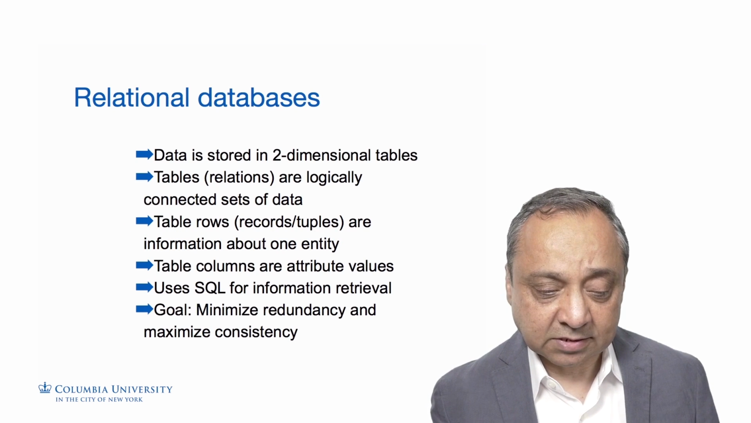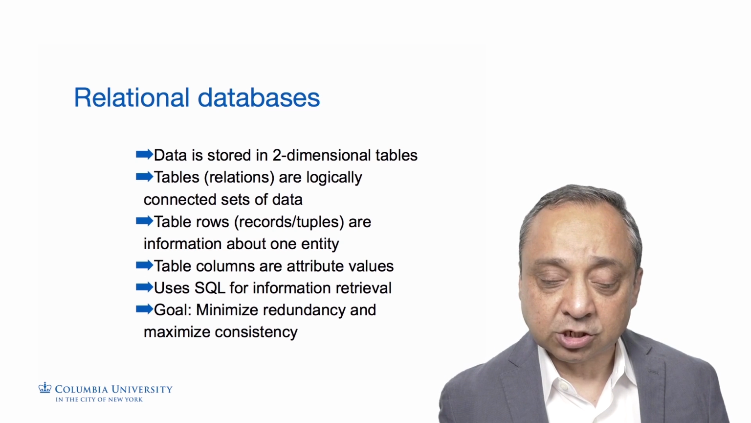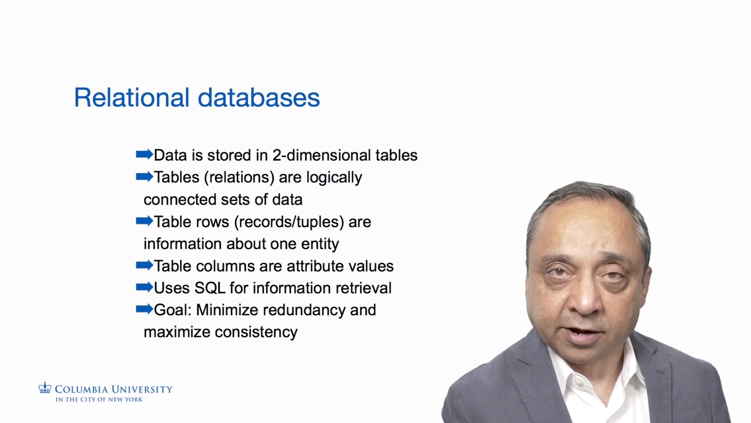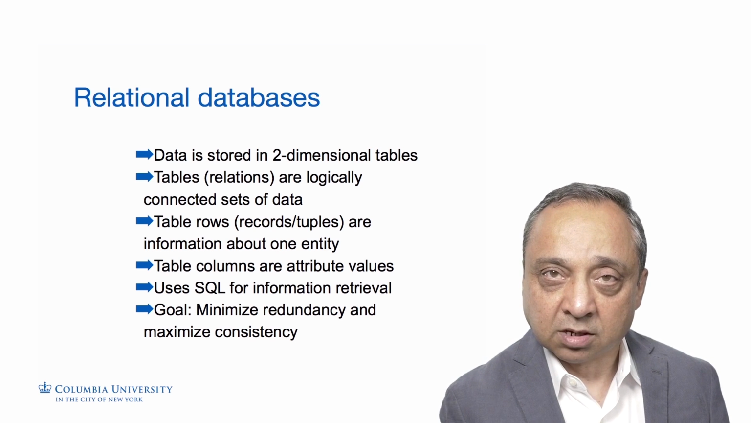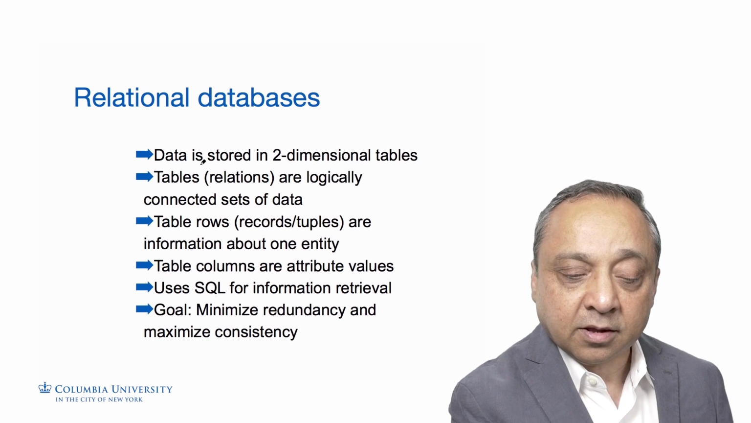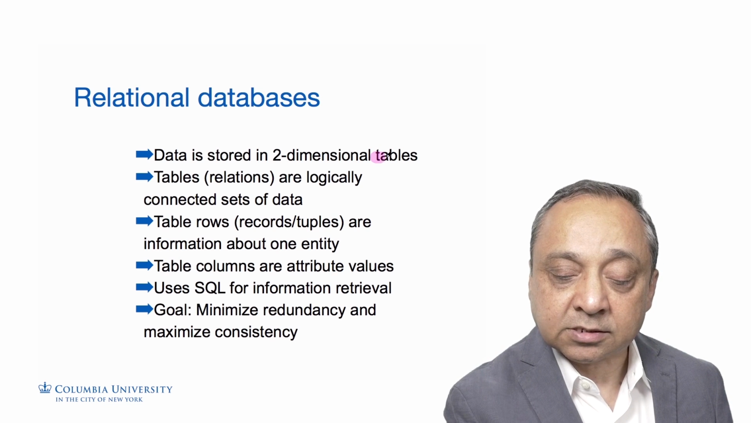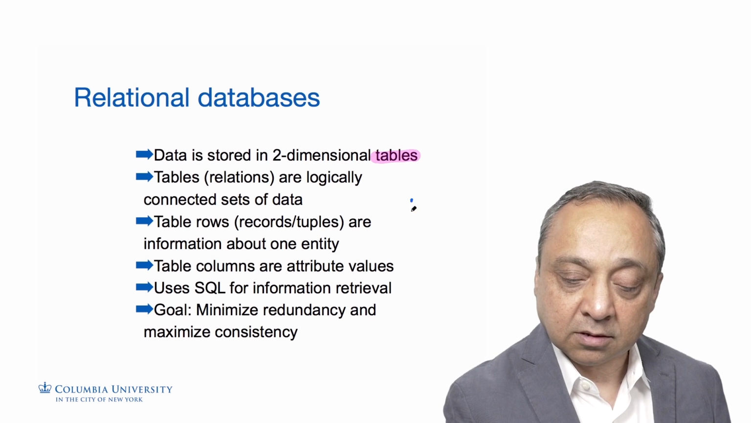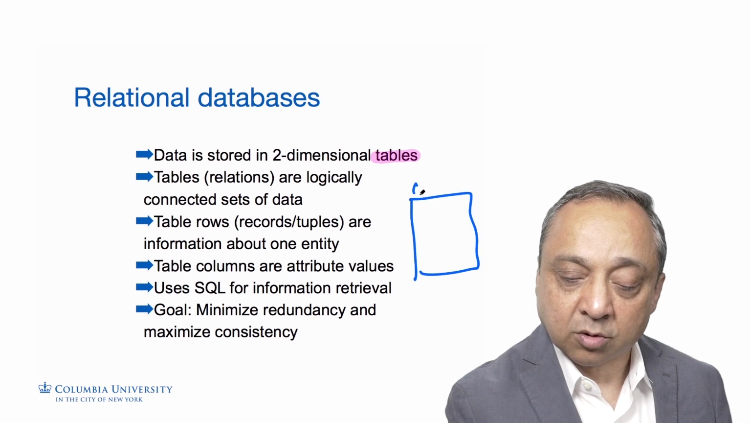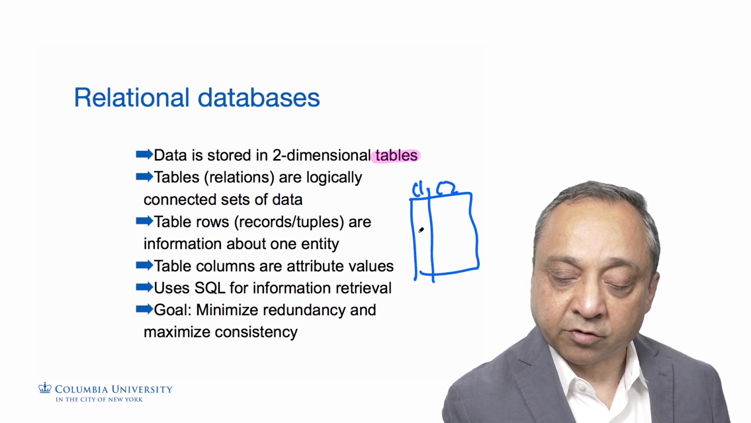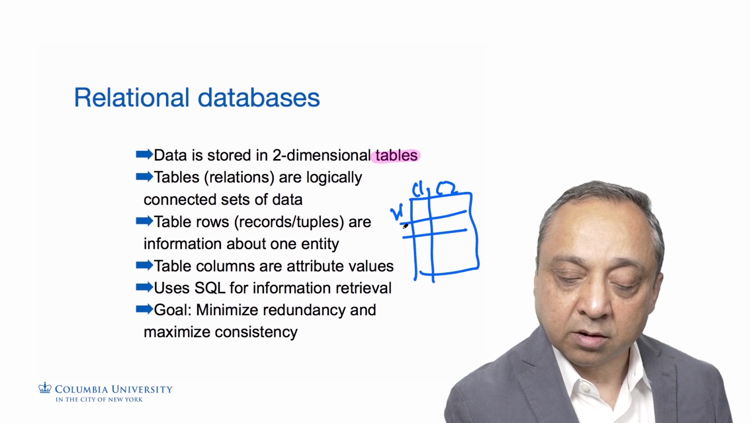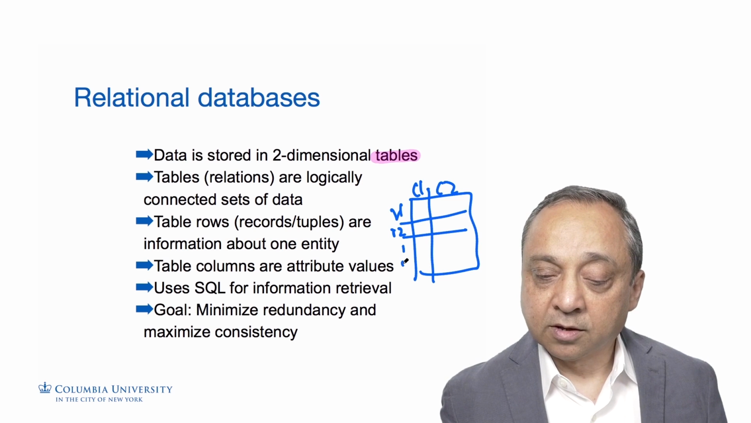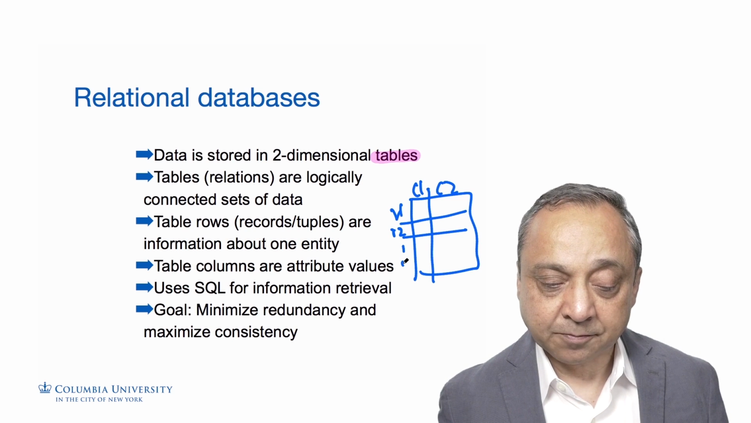The two kinds of databases that are of interest are relational databases and NoSQL databases. Relational databases are very straightforward kind of things. The analogy with tables is very clear. In a relational database, data is stored in tables, two-dimensional tables. So they look exactly like this, with column 1, column 2, etc., and row 1, row 2, etc. That's what a table looks like, and that's what we see inside a relational database.